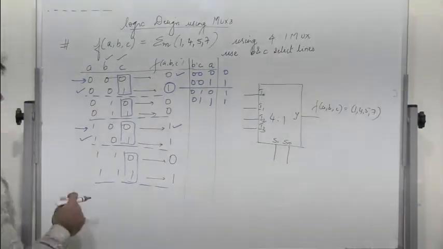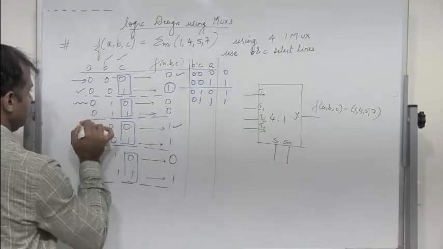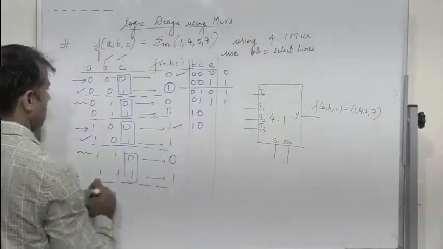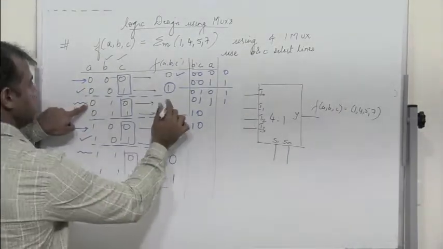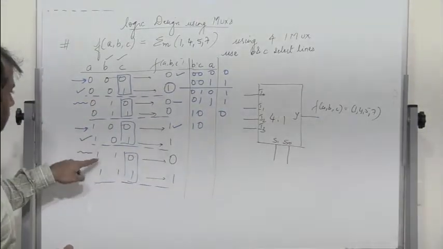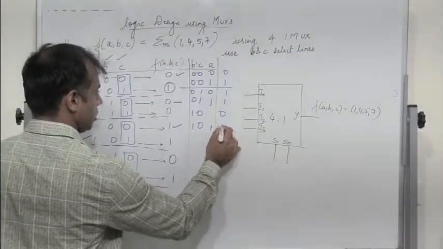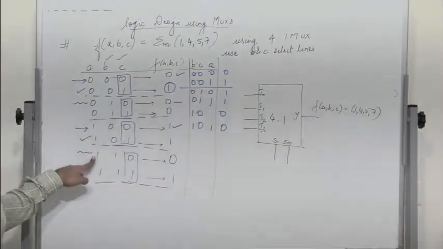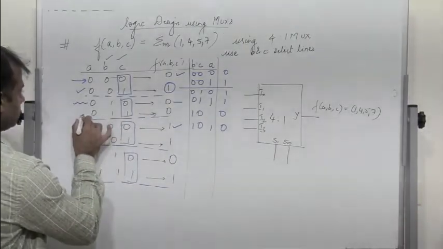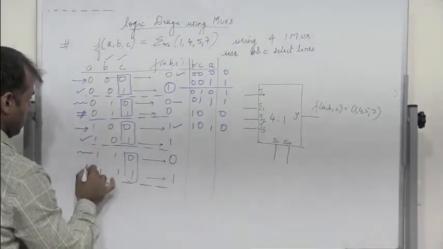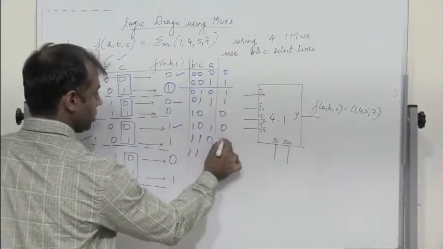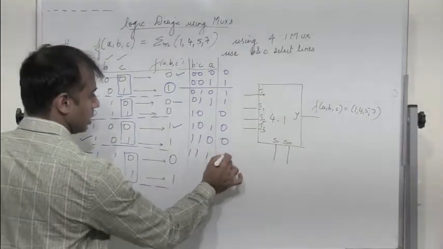Next, B and C is 1, 0. For A equal to 0, I get a 0 here. For A equal to 1, we get a 0 here. And then, for the remaining combination, when B and C is 1, 1, for A equal to 0, I get a 0, and for A equal to 1, I get a 1.